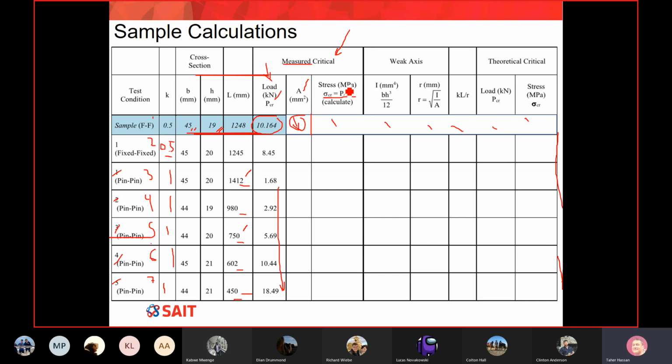If we want to find the stress in MPa, how can I use my P, which is in kilonewton? Remember, my area is in millimeter squared, and my P is in kilonewton. How can I find the stress in MPa? Times your P by 1,000. Thank you, sir. That's fantastic. That's correct. All you have to do is take your load and multiply by 1,000. So in Excel, you take this number, multiply by 1,000, divide by this number, and simply you will get your stress.